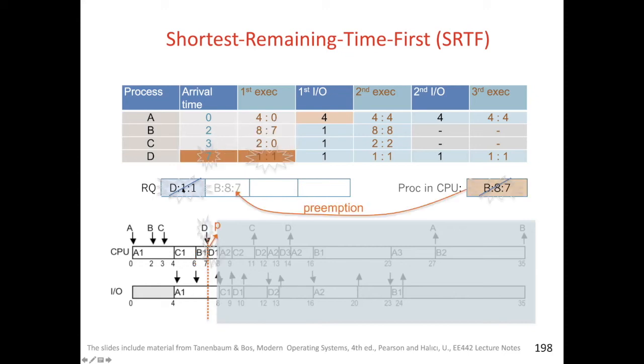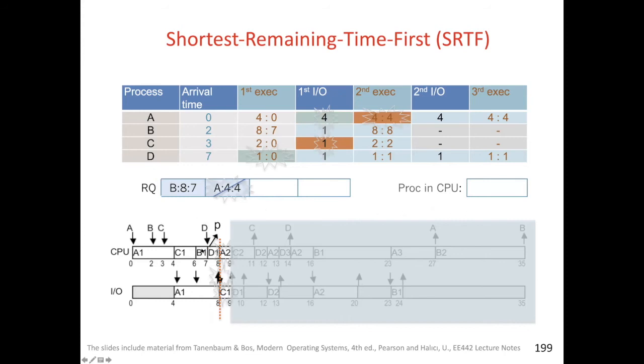Then at time 7, process D arrives to the system. The remaining time for process D is 1, and the remaining time for process B is 7 at this time. It has executed for 1 unit of time and the remaining time is 7. Because of that, there is a preemption. Process B preempts the CPU. It enters back to the ready queue and process D starts its first execution.